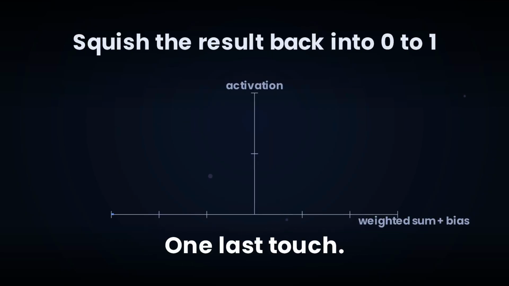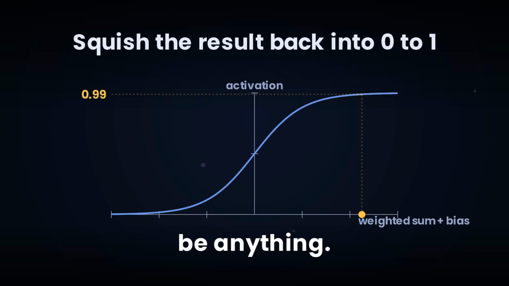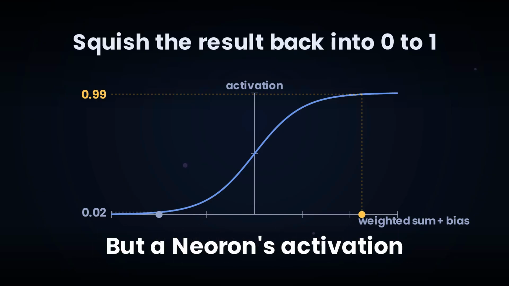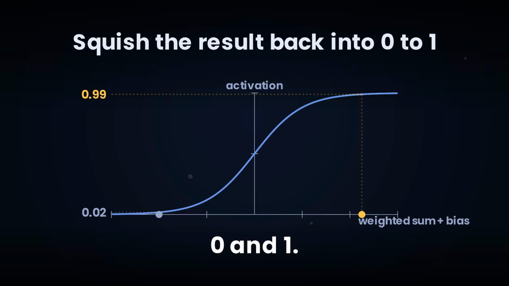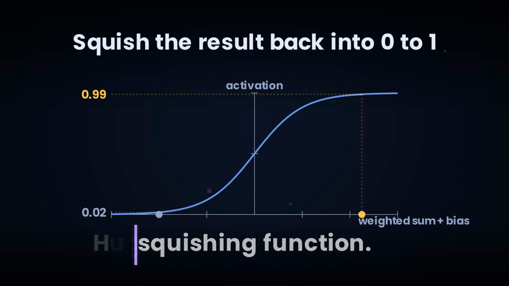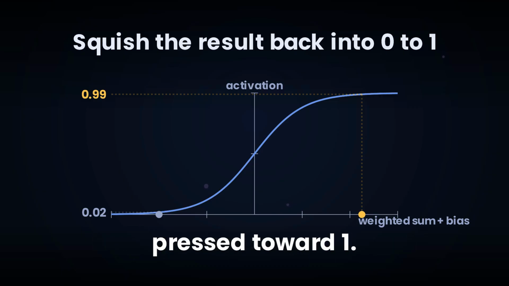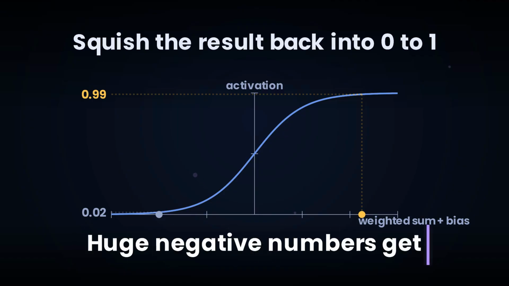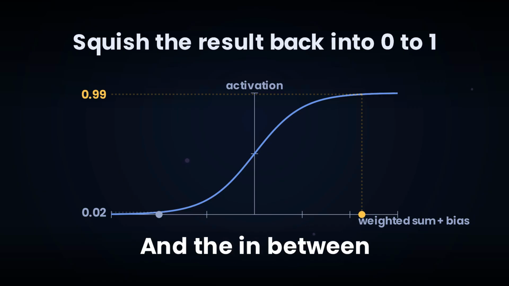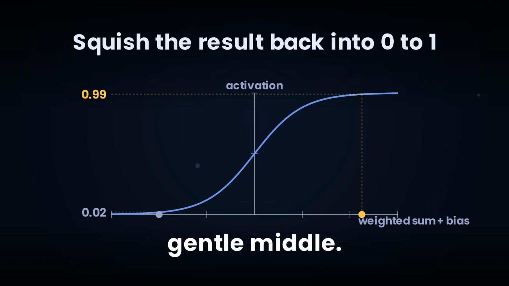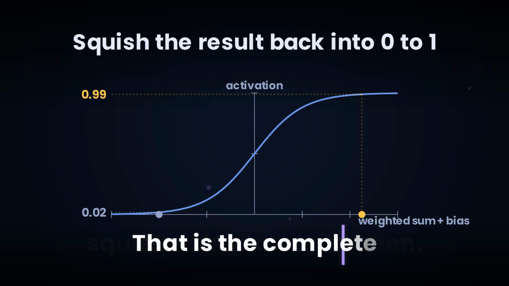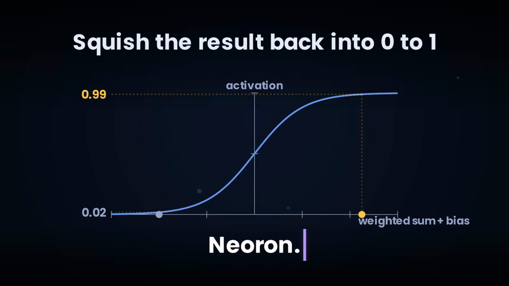One last touch. That weighted sum could be anything. Wildly big, wildly negative. But a neuron's activation has to stay between 0 and 1. So we squeeze the number through a little squishing function. Huge positive numbers get pressed toward 1. Lit. Huge negative numbers get pressed toward 0. Quiet. And the in-between gets a smooth, gentle middle. Weighted sum plus bias squished into an activation. That is the complete life of a single neuron.